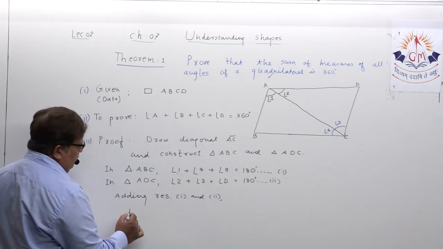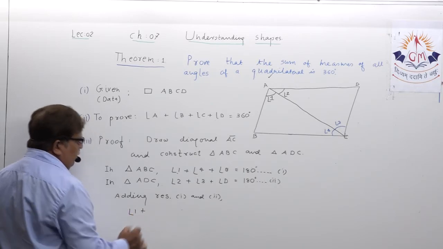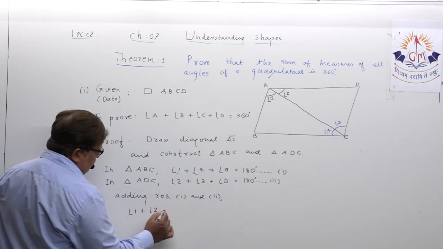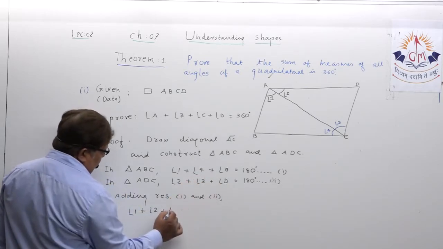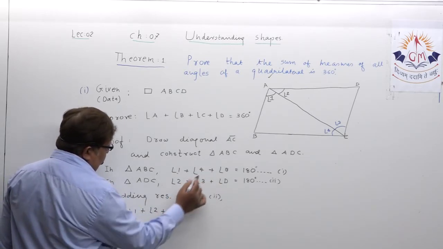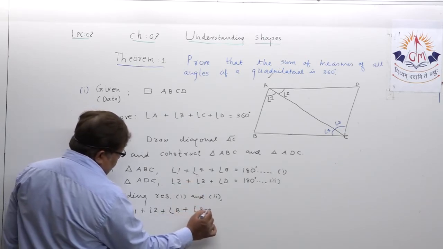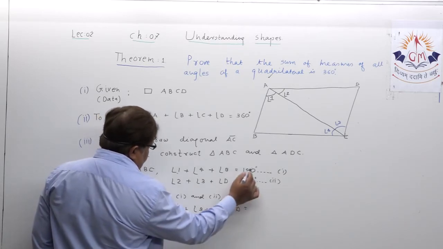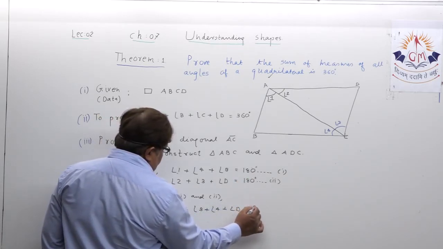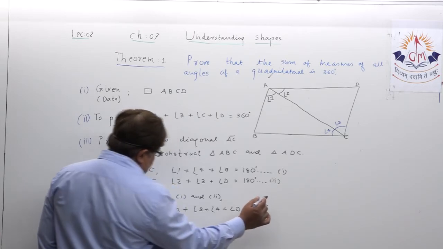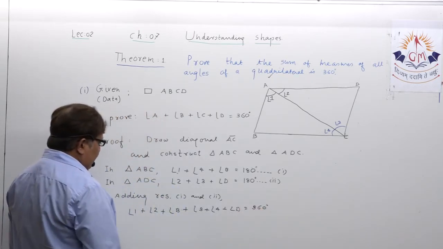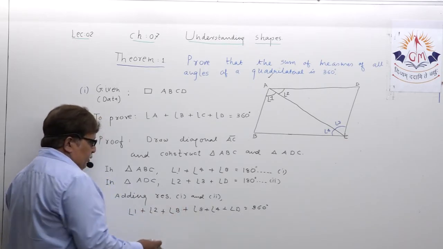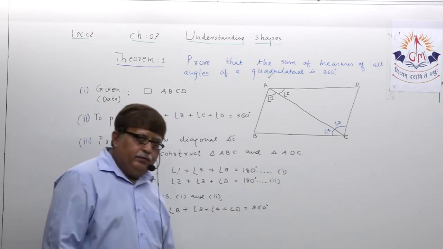Angle 1 plus angle 2 plus angle B plus angle 3 plus angle 4 plus angle D equals 180 plus 180, 360. Why am I writing 1, 2 and 3, 4 intentionally? Because you will understand just now. Okay.